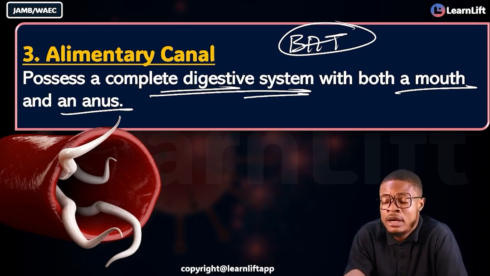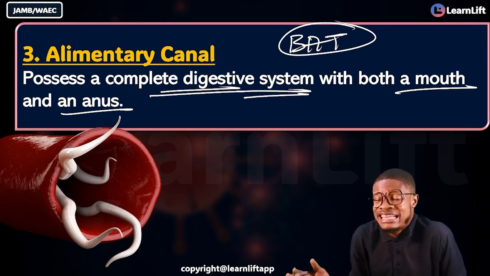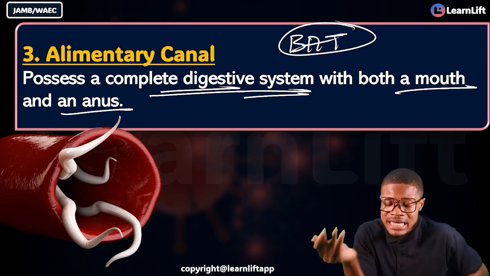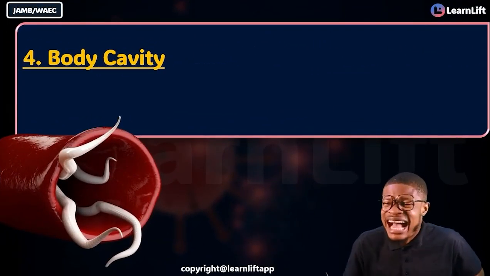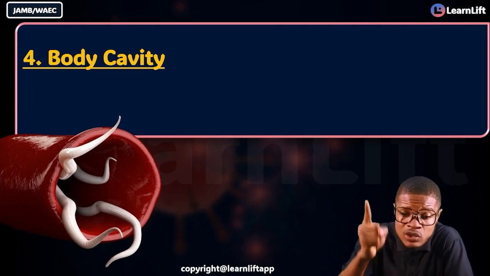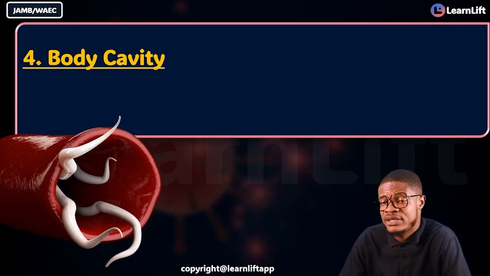Complete digestive system. Nematodes have a complete digestive system, even if it is not well developed, but it is complete because they have mouth and what? Anus. Another thing you must know, number 4, is their body cavity. This is one of the major distinguishing features of nematodes, body cavity.